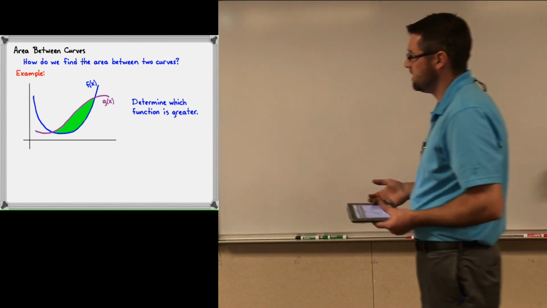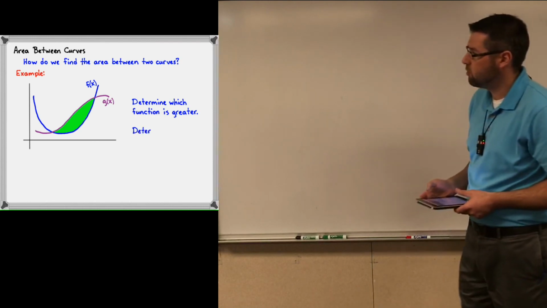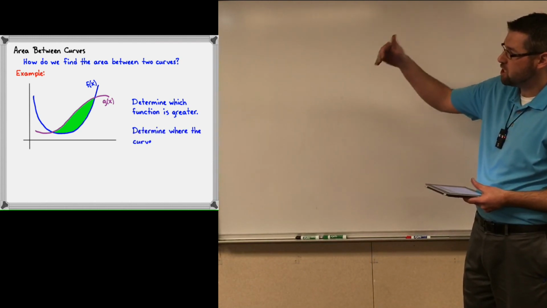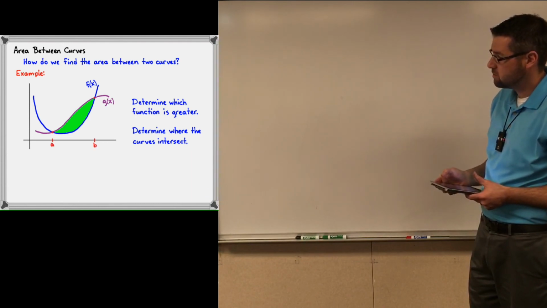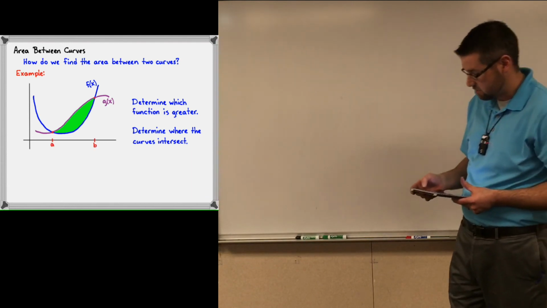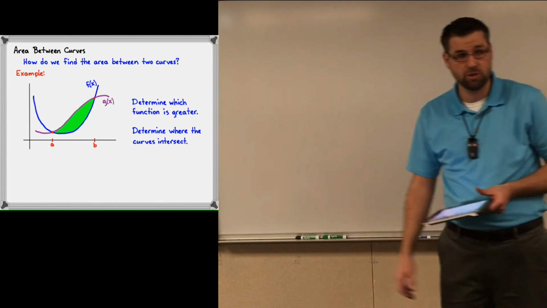All right, so I guess the steps that you need to look for are determining which function is greater. In this case, G is greater in this region. Determine where the curves intersect, right? And they intersect in this case at A and B, whatever they are. Do you guys know how to find the intersection points on your calculator?